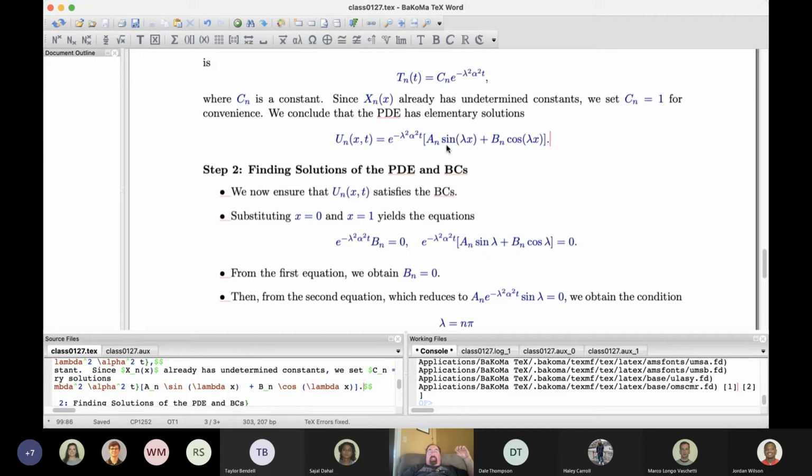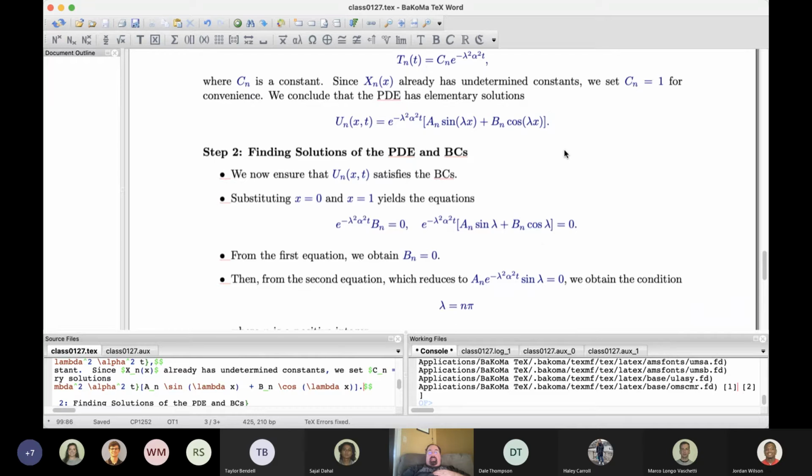So we go ahead and set x equals 0 and x equals 1 in here. This is what we get from x equals 0. This is what we get from x equals 1. Well, the exponential could never be 0, so b_n is 0. So in other words, for these boundary conditions, there's no cosine term. So now in this equation, we drop the cosine term, and this is what we have.